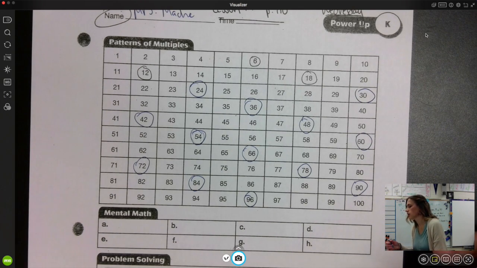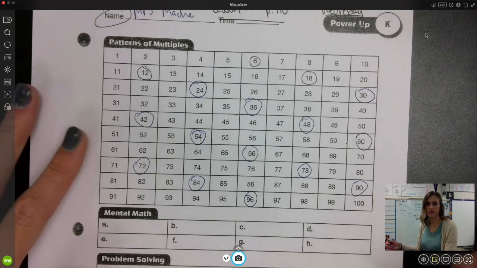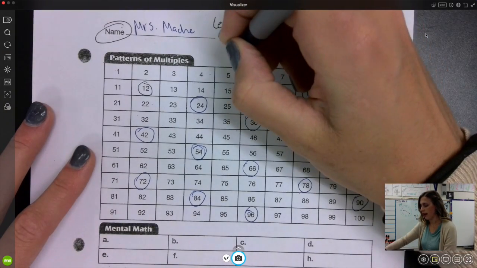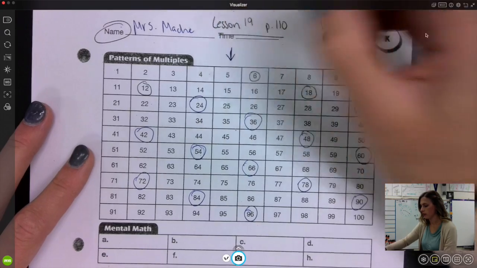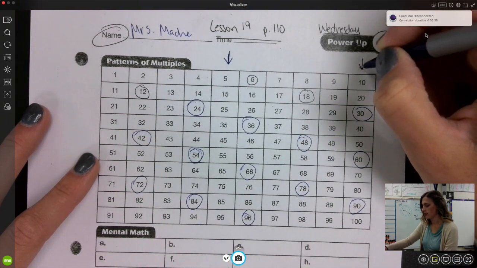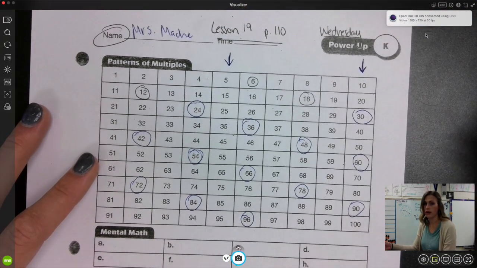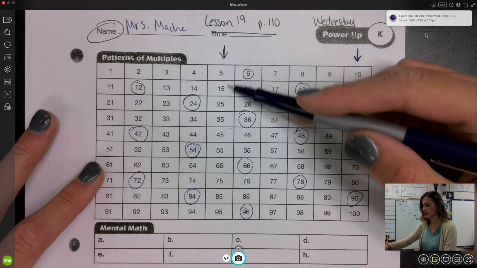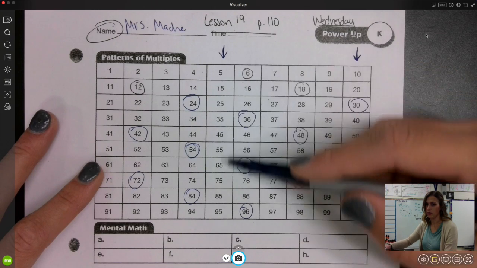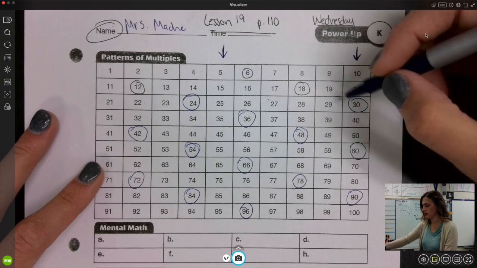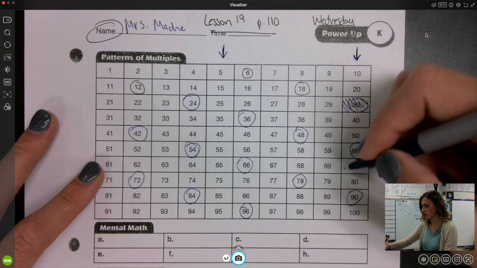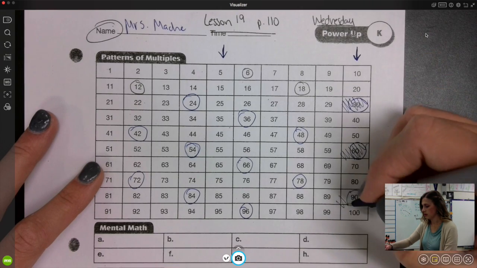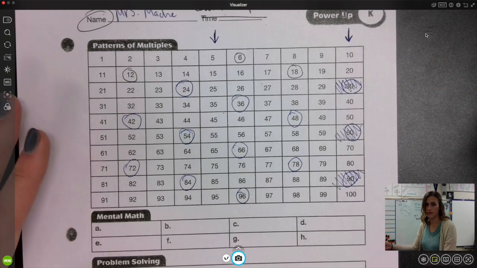Now, it asks us which of the circled numbers are also multiples of 5. Remember, our multiples of 5 were in this column, numbers that ended in 5, and this column, numbers that ended in 1. So go ahead and just shade in any of those that are in the same column. You notice there's none in this column, right? In this one, we've got 3. So 30, 60, and 90.